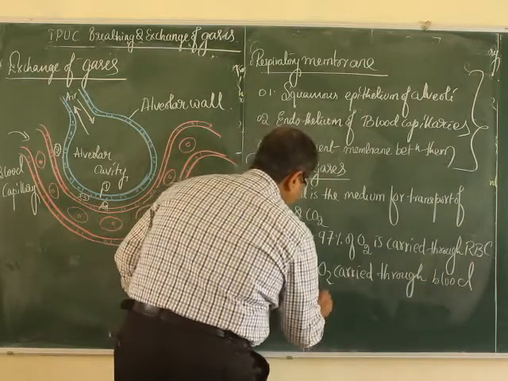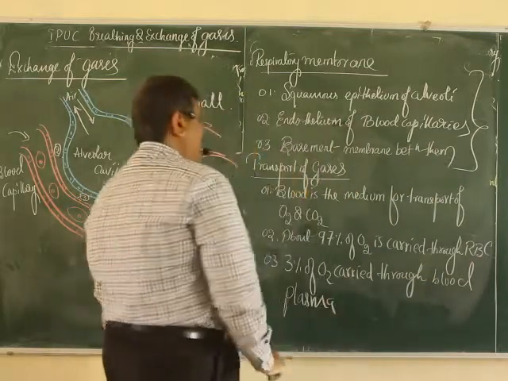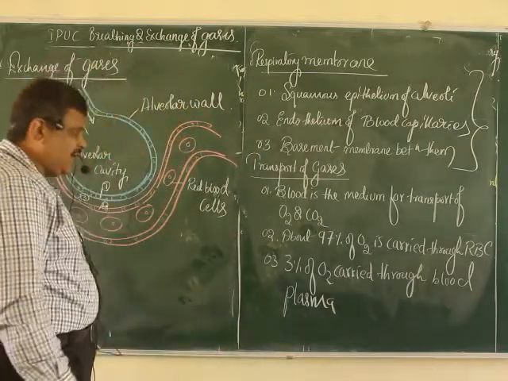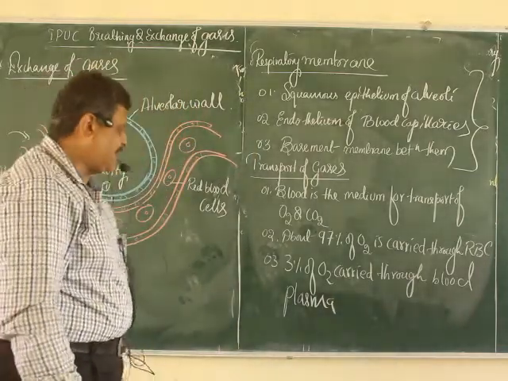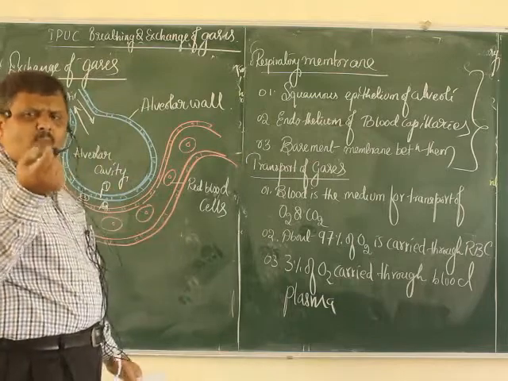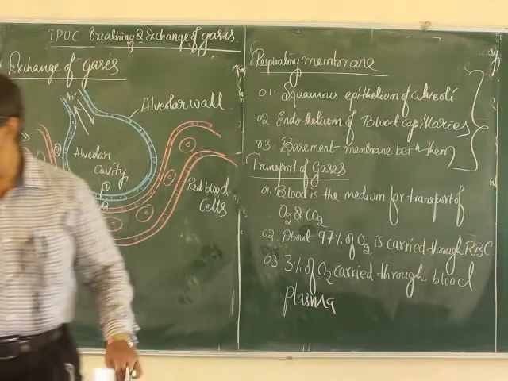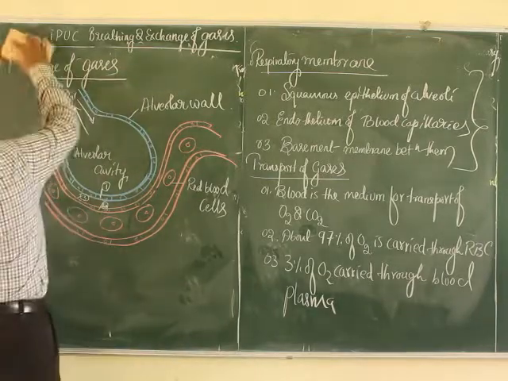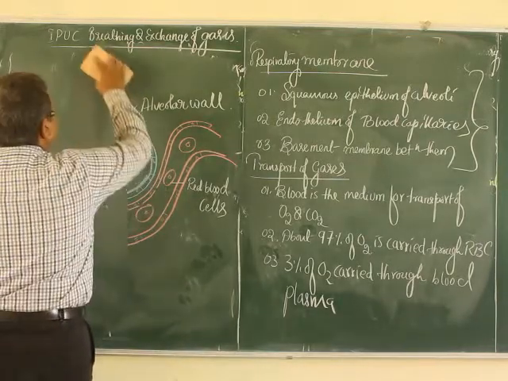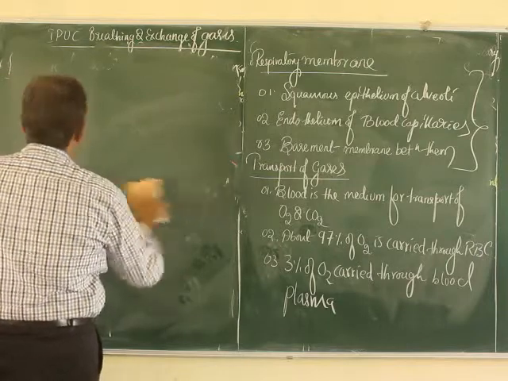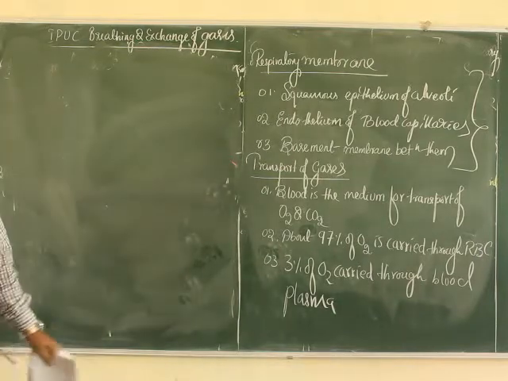Remember, maximum transport of oxygen takes place only by RBC. Only a small amount, that is 3% of oxygen, is carried through blood plasma. Very small amount, negligible amount. Is it clear? 3%.